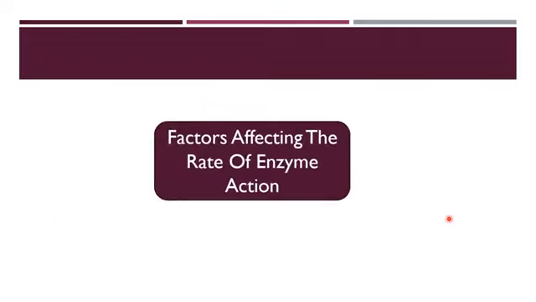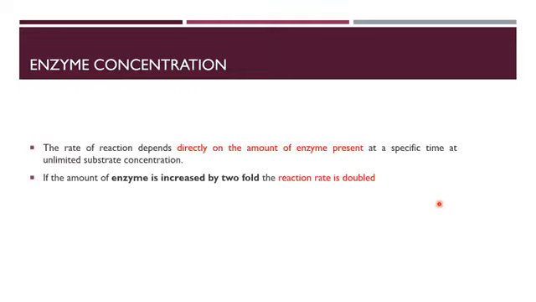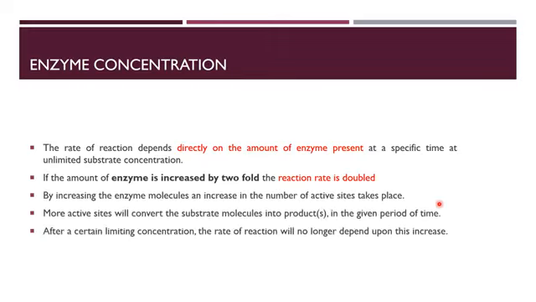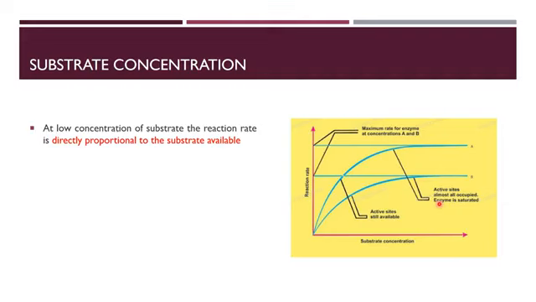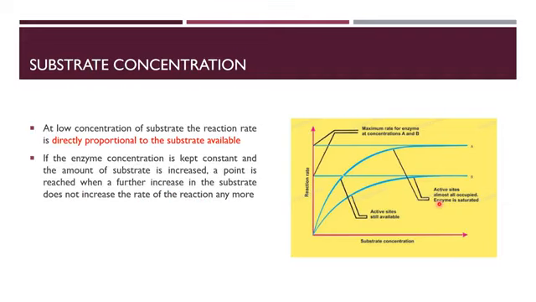Now, factors affecting enzyme action: the enzyme concentration. The rate of the reaction depends directly on the enzyme present. If you increase the enzyme concentration, the rate of reaction will be doubled, but only up to a certain limit. Okay. And the substrate concentration will also have an effect on the rate of enzyme action. If you increase the substrate availability, the present enzymes will increase the rate of reaction. But after that, you need to add more enzymes to increase the rate of reaction.